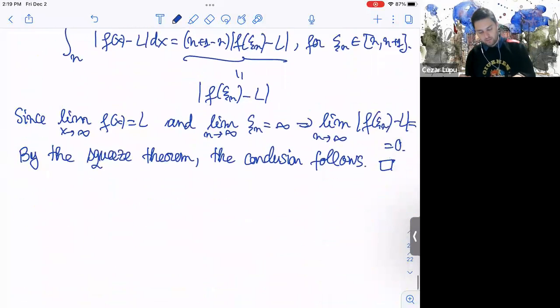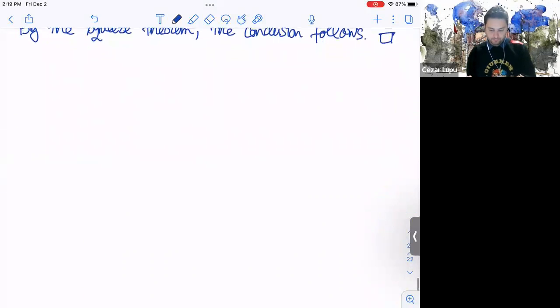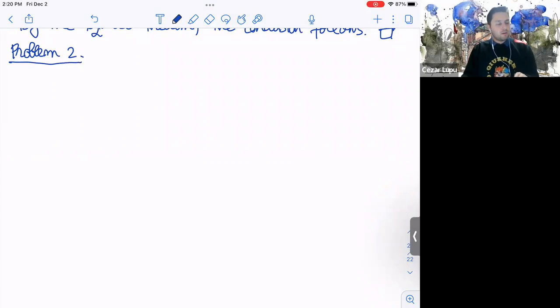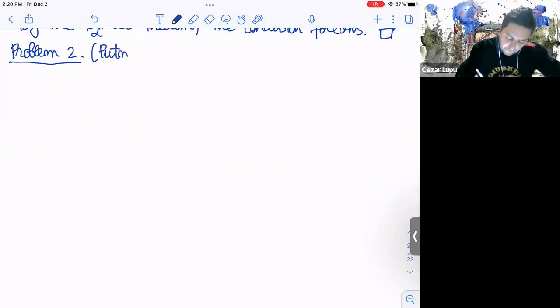So I have a bunch of other problems. The second one was a Putnam problem as well. So this was, I would say, a Putnam A3 2011.